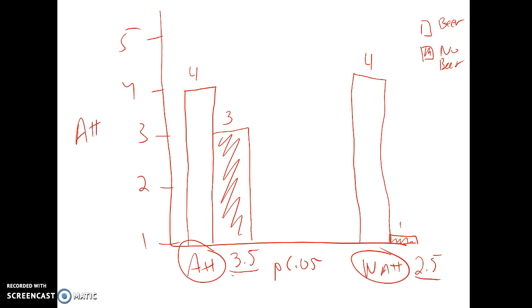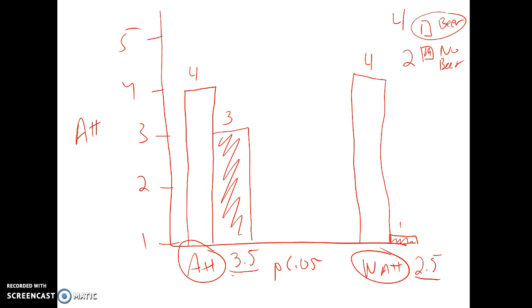All right. Now let's do the main effect of alcohol. What we do now is look at the alcohol group here. You take the clear bars, 4 and 4, and you average them. 4 plus 4 is 8, divided by 2 is 4. For the no beer condition, that's 3 plus 1, because those are the shaded bars. 3 plus 1 is 4, divided by 2 is 2.